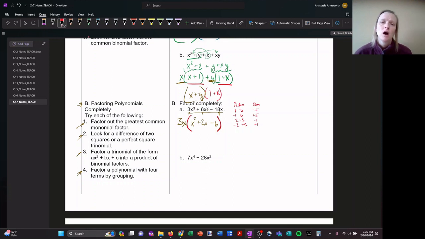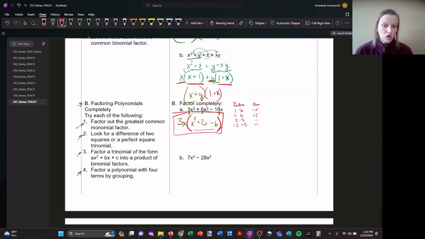So there is no way to factor this polynomial inside parentheses using integer coefficients. This is unfactorable. So I have already factored this as much as possible. This is as simple as I can go, and that is my final answer.